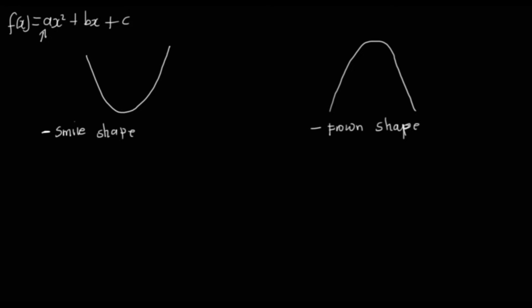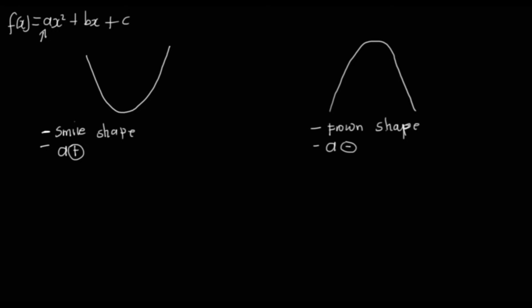Now for us to have the smile shape, the value of a must be positive. Then for us to get the frown shape, the value of a must be negative. So whenever you see a negative number in front of x squared, it simply means the shape that function will form will be a frowny shape.